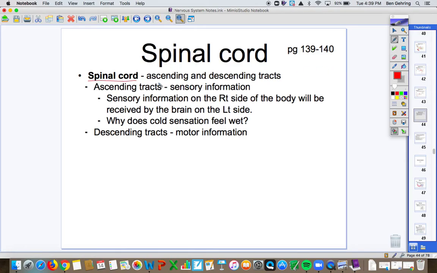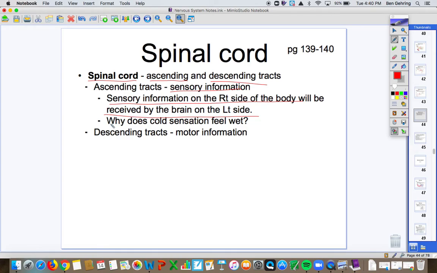But your spinal cord has two different tracks. We call them ascending and descending. So ascending means to go up. So this takes sensory information from the periphery, from your stimuli, to your brain. Your sensory information on the right side of the body will be received by the left side of the brain. So your brain and body are cross-connected. So the right side of your brain controls the left side of your body, which you kind of talked about. This is that same idea.